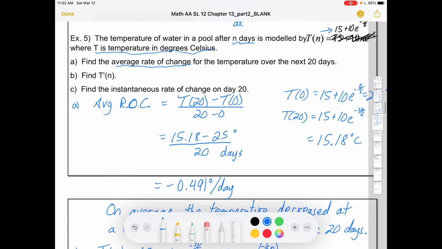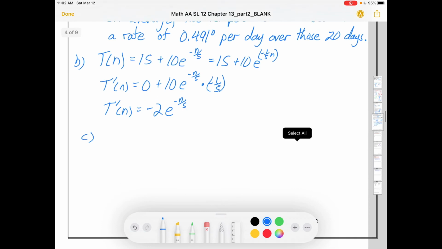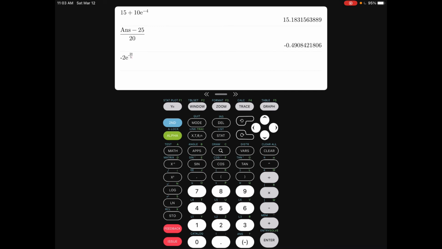The last thing it asks us is to find the instantaneous rate of change on day 20. So instantaneous lets us know that we're talking about T prime. So this is T prime at 20. One way that we could do this is to put in 20 over here into T prime. Let's see what we get. Negative 2 e to the negative 20 over 5. Again, that's just negative 4. We get this, negative 0.0366.